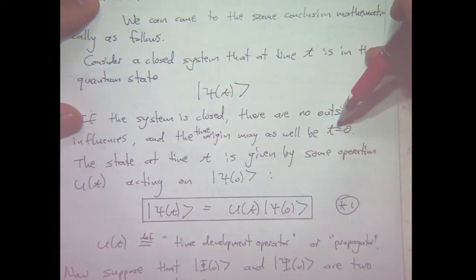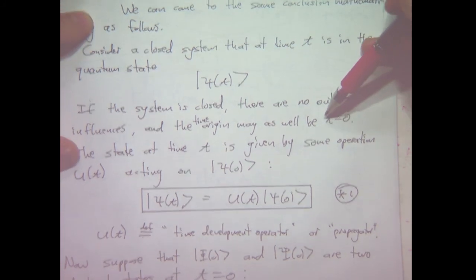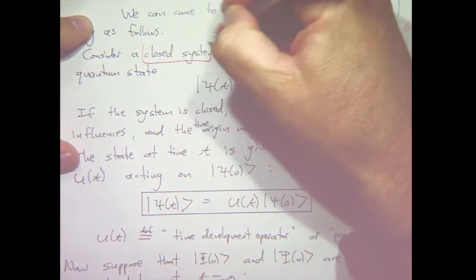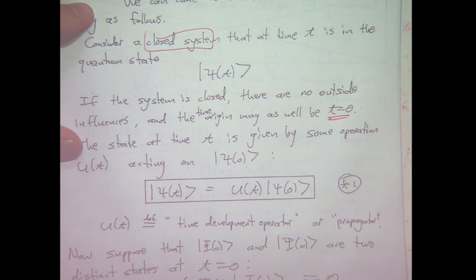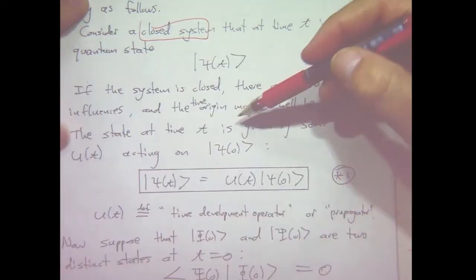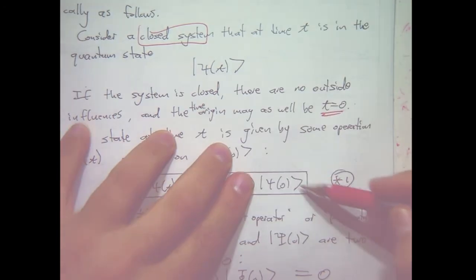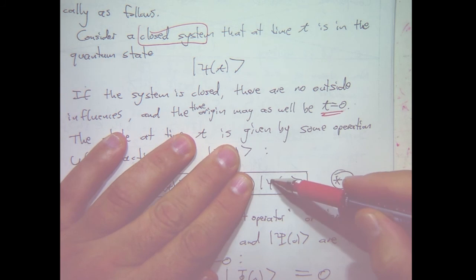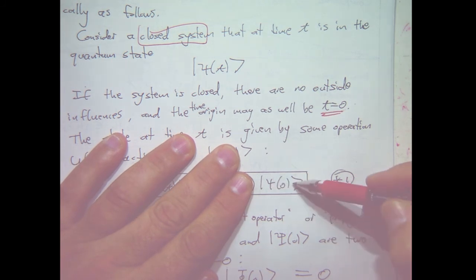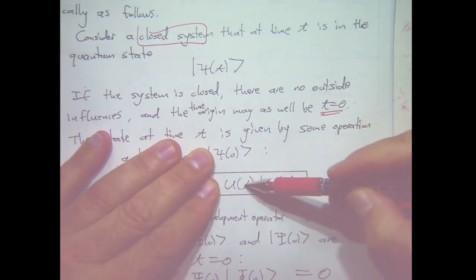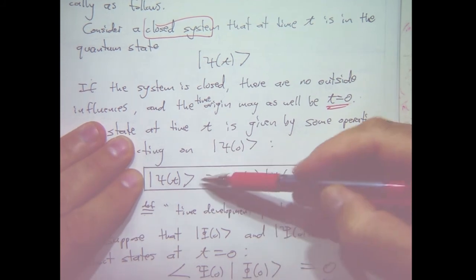So the time origin may as well be t equals zero. Right. So any time t is really equivalent if you want to take a starting point. It doesn't sound important, but actually it is. It will be important. So closed system means you can take t equals zero as your starting point. Something worth remembering. The state at time t is given by some operation U of t acting on psi of zero. So there is your starting point, starting state, starting vector, the ket psi of zero. And it's operated on by your unitary time evolution operator, U of t. The result is the state at time t.